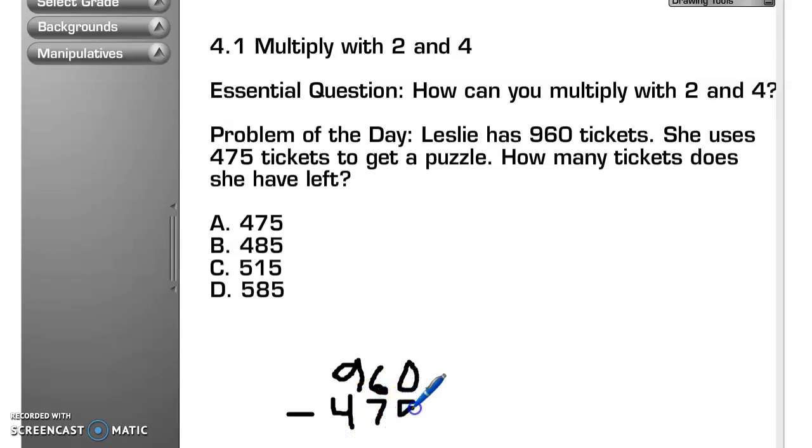So when I subtract these using place value, I have to regroup. So I'll make this 0 a 10. So 10 minus 5 is 5. And because I have 5 and I can't take 7 away from 5, I have to regroup once more. So I make this 8 a 7 and 8, and make this 5 a 15. So 15 minus 7 is 8, and then 8 minus 4 is 4. So my answer is 485, which is letter B.